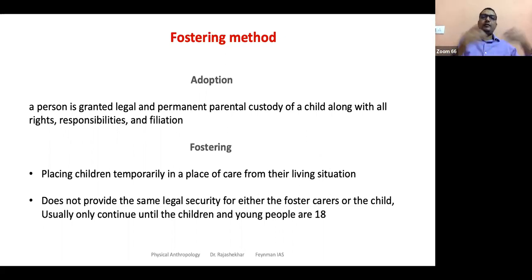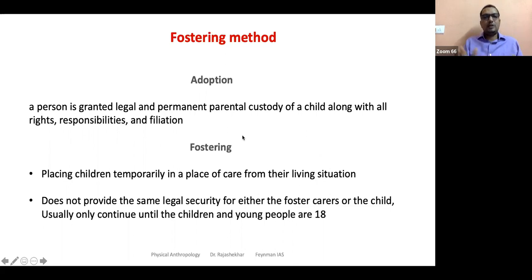They're being reared in a different environment, but adoption is more legal. So legally they're adopted, they get the legal rights. Children get the legal rights of the family, responsibilities, filiation to them. All the rights are obtained in adoption. This is more legal, more permanent. Fostering is for temporary sake.